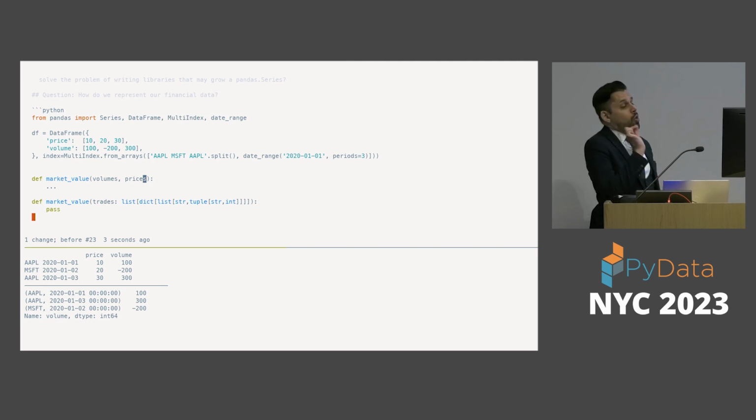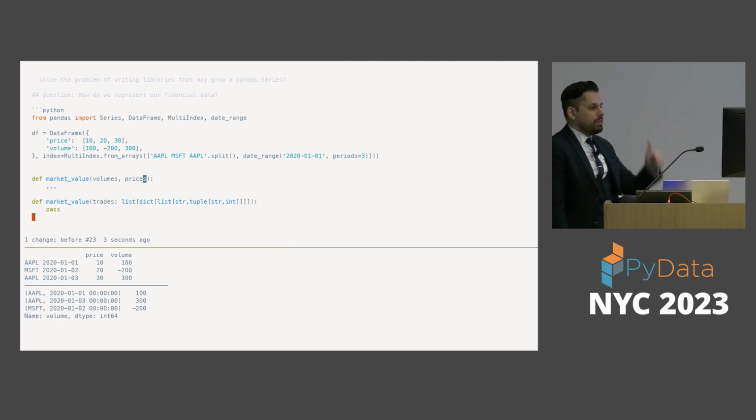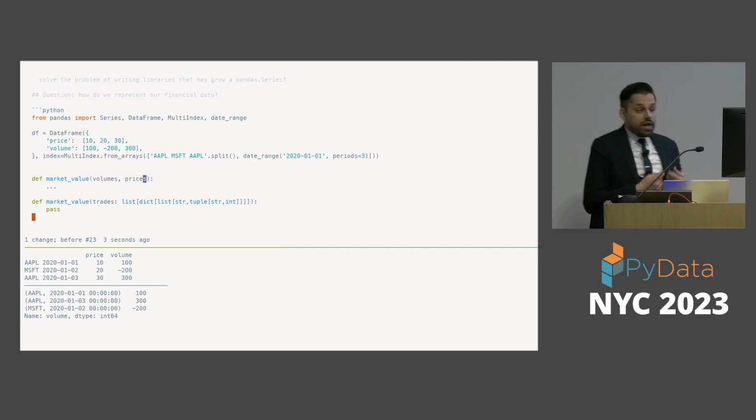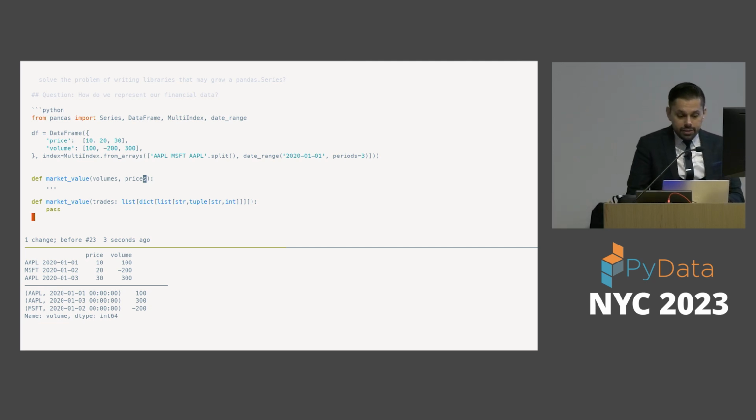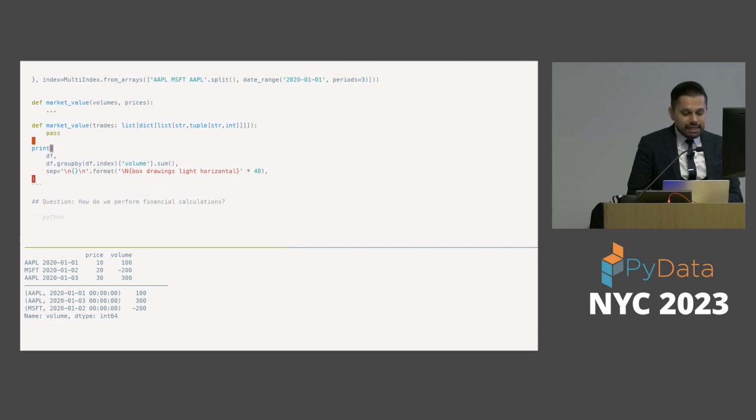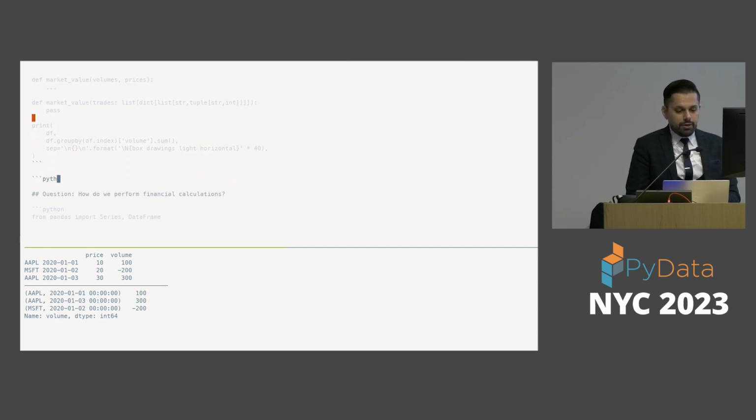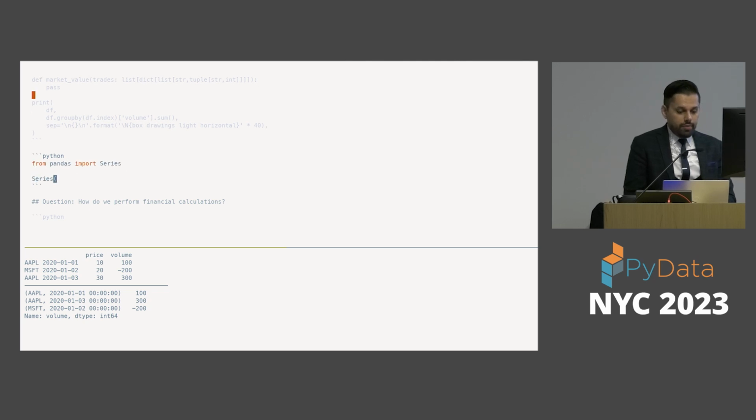And I think where you can maybe get away with asserting that there are certain names of the levels of a multi-index. And so the way that I want to represent financial data in this problem is very slightly different than what we can see here. What I want to do is I want to represent all financial information as just a pandas series. But how do we do that?